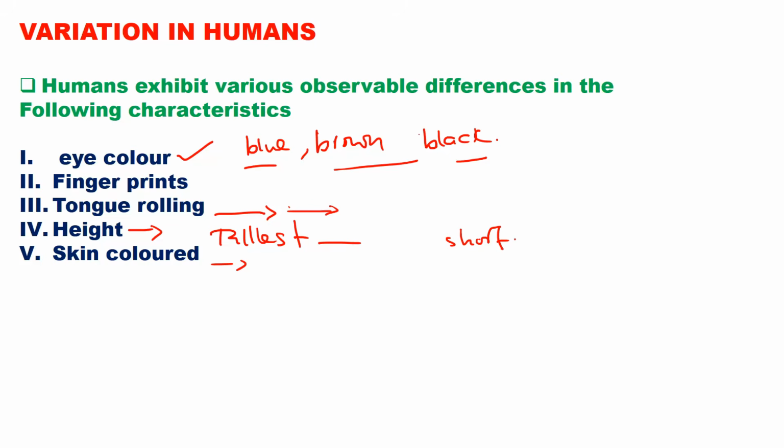Okay. Also, we can talk of maybe the shoe size. Shoe size, you find that this one wears size 3, this one size 4, this one size 5, this one size 8. It is that men mostly have larger shoe sizes than women. But shoe size differs. We have different shoe sizes as individuals. So that also can be one of the variations that is observed in humans.